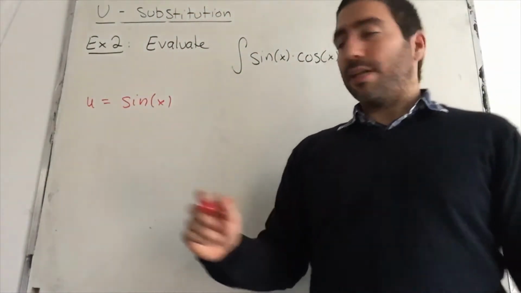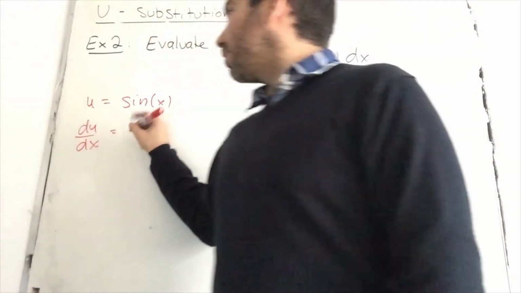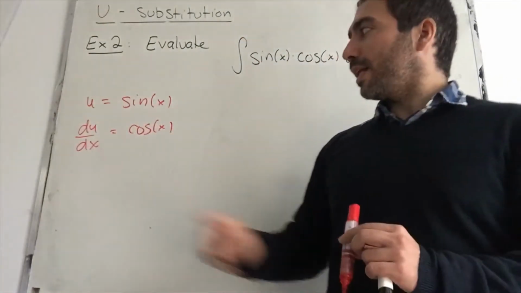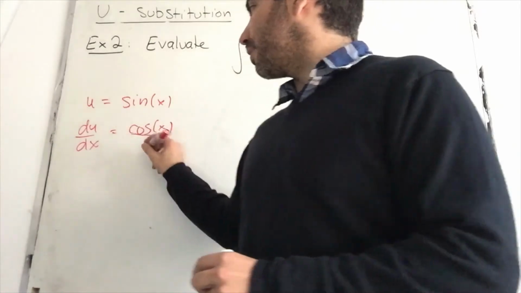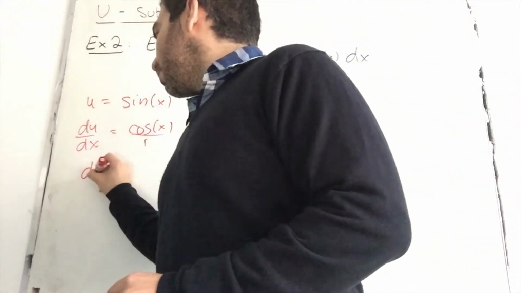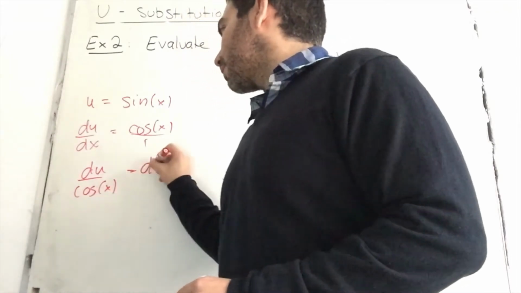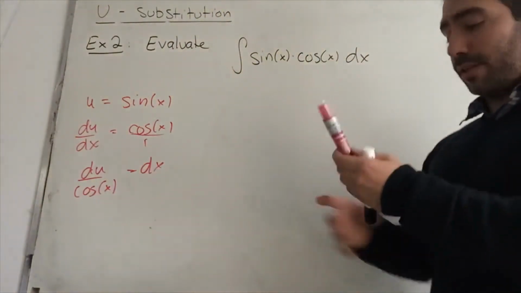The derivative of sine, so now we're deriving with respect to x. The derivative of sine is cos. And now I'm going to cross multiply and solve for the dx, because you're always isolating the dx here. So you get du over cos x equals dx. Okay. And now you substitute everything into here.